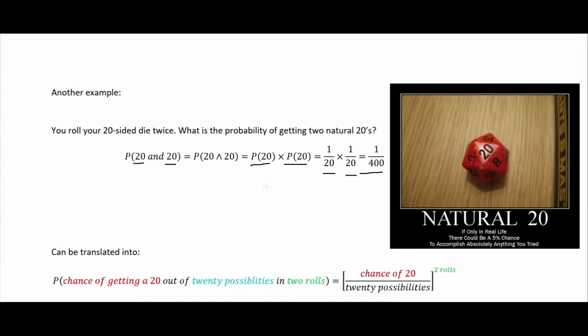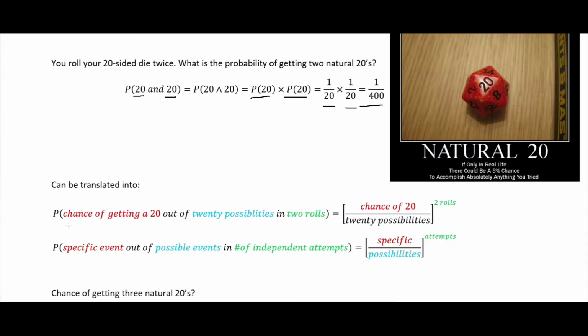So we can translate this into the chance of getting a 20, so that's the event we're interested in, out of the 20 possibilities in two rolls. And so that is equal to the chance of a 20 out of the 20 possibilities, which is our 1 in 20. So there's a 1 in 20, so 20 down here. And then we raise it to the power of how many rolls we are doing. And so to make that a little bit more general, we have the probability of the specific event out of the possible events, to the power of the number of independent attempts. So the specific over possibilities to the power of the number of attempts here.